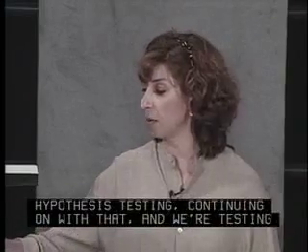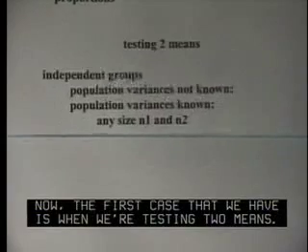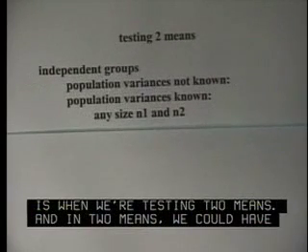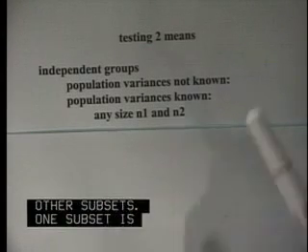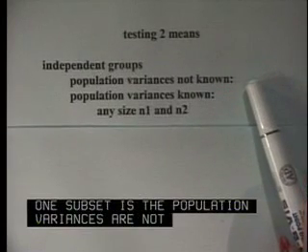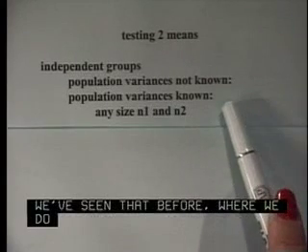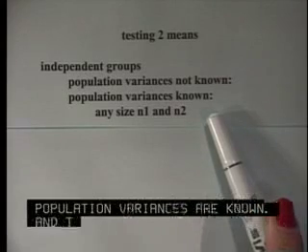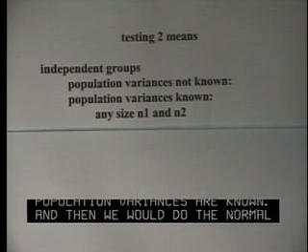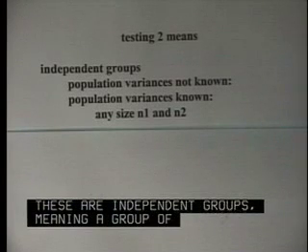Now, the first case that we have is when we're testing two means. And in two means, we could have independent groups, and in this case, we have two other subsets. One subset is the population variances are not known, and we've seen that before where we do the student t distribution. And the other case is where the population variances are known, and then we would do the normal distribution. These are independent groups, meaning a group of objects or individuals are in separate groups.